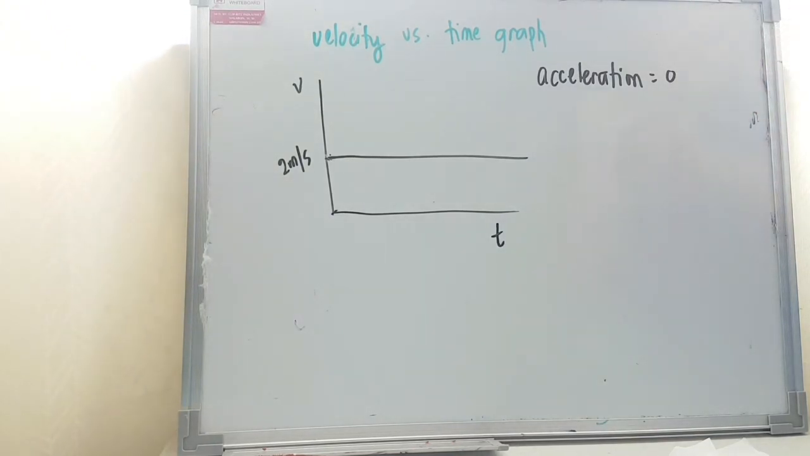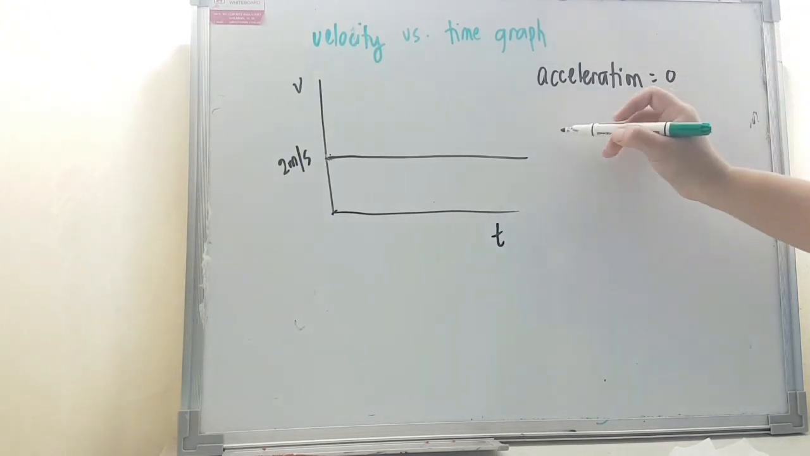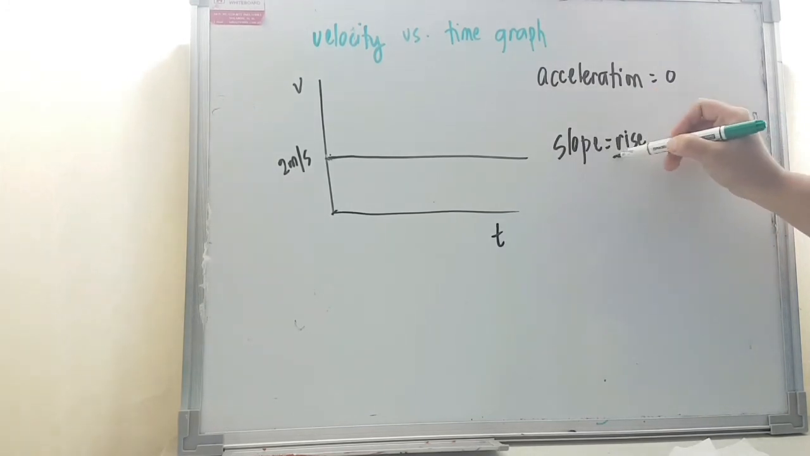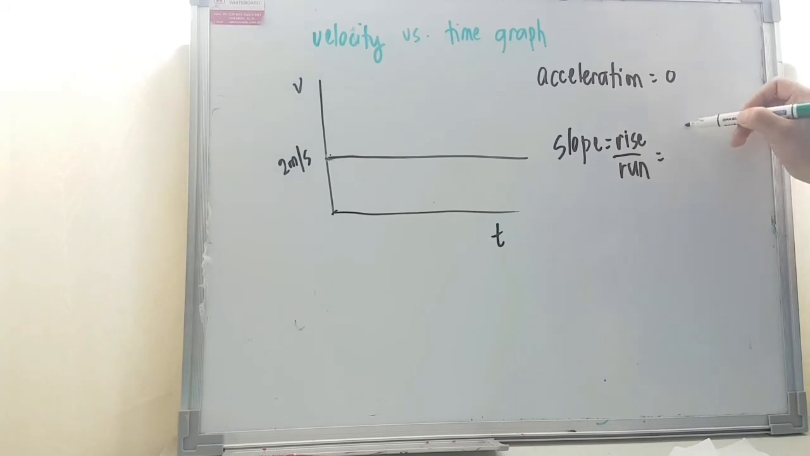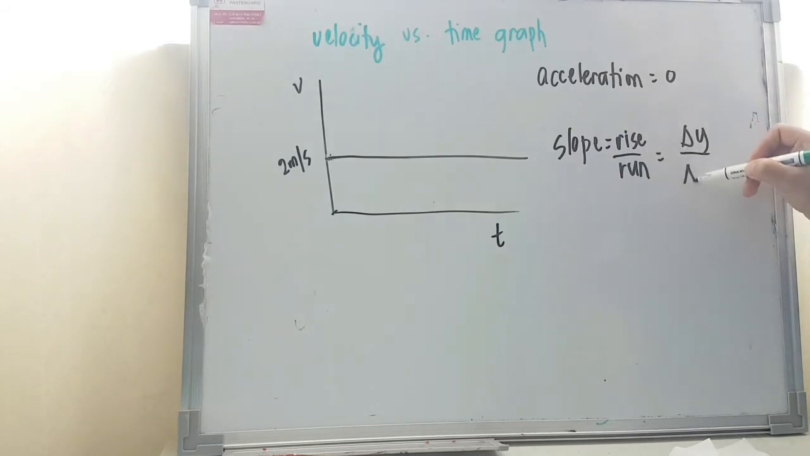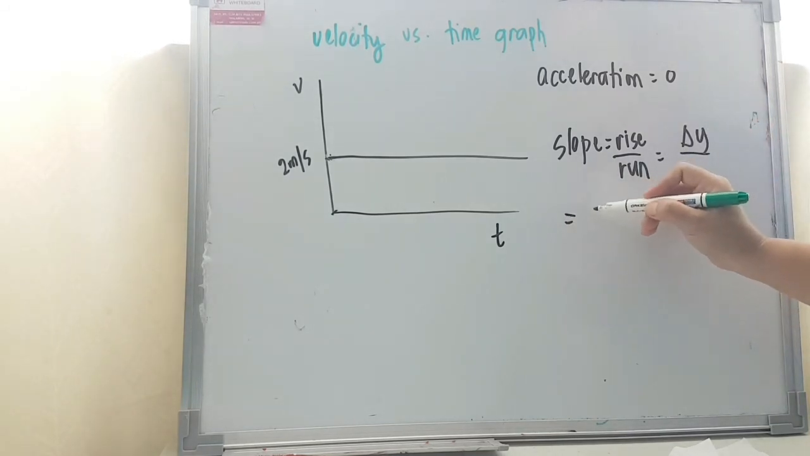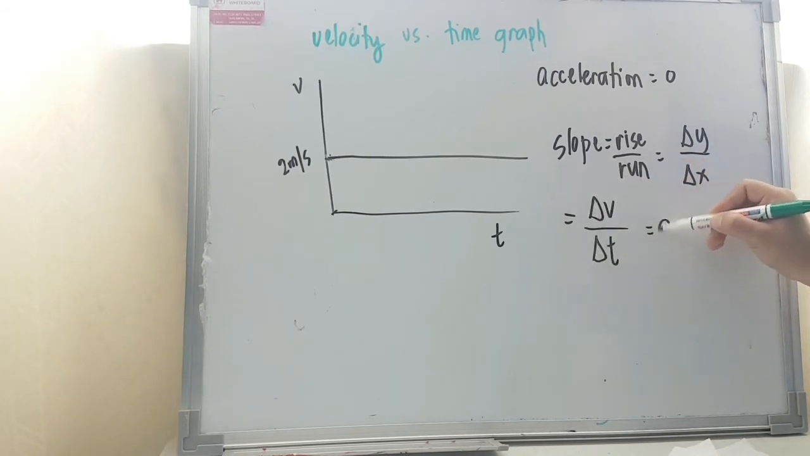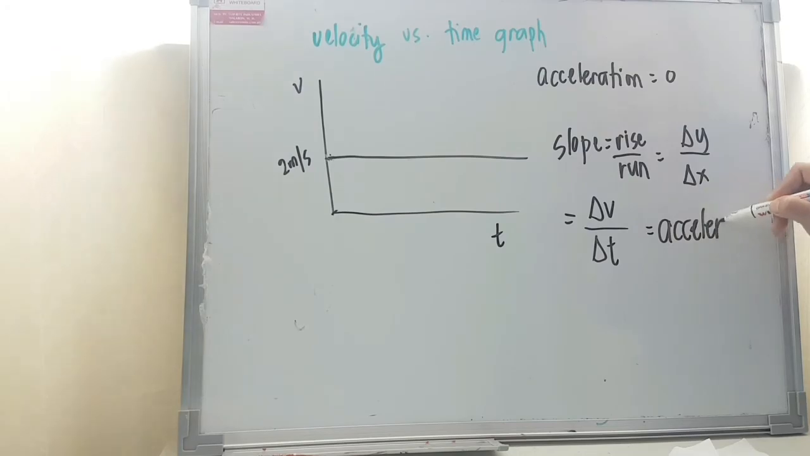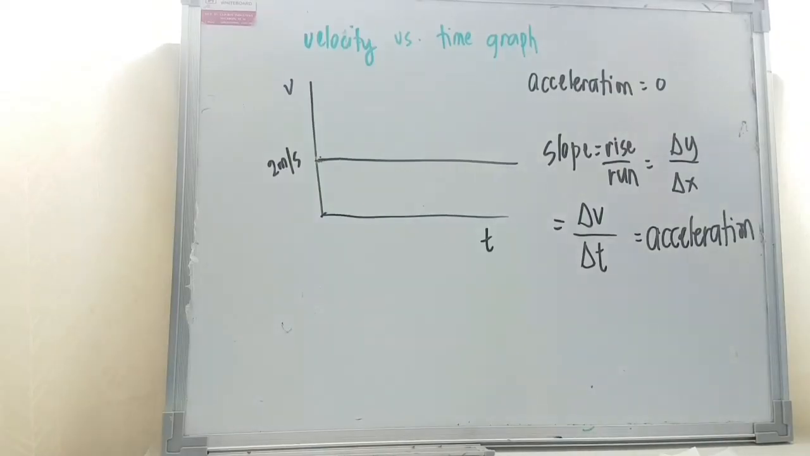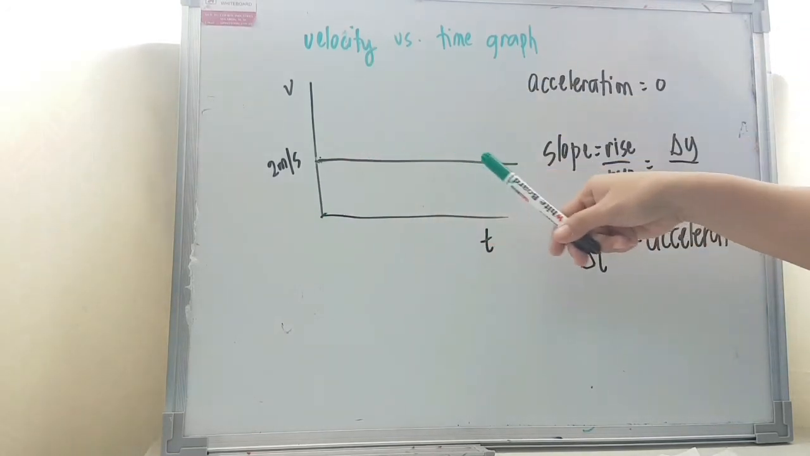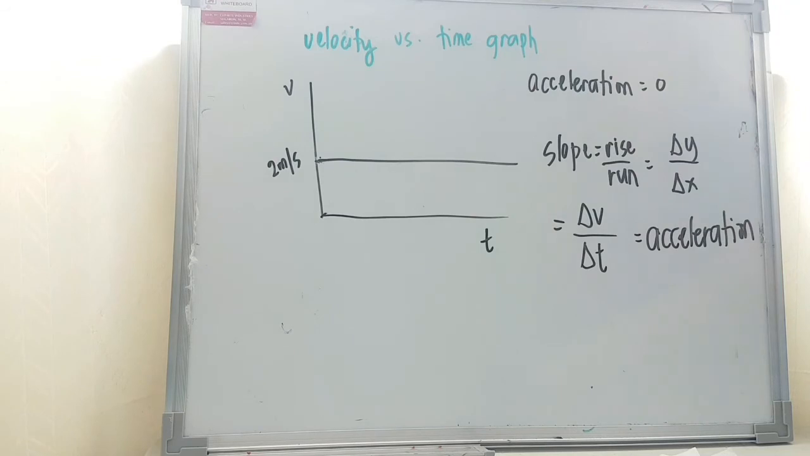Now let's take a look at the slope of this graph. A slope is again rise over run, or it's always a change in y over change in x. So you have delta v over delta t. It's equivalent to the acceleration. Again, the slope of a velocity versus time graph is equivalent to the acceleration. So in this graph, there was no slope and there was no acceleration.